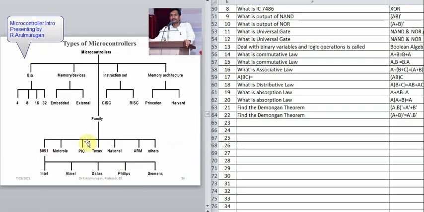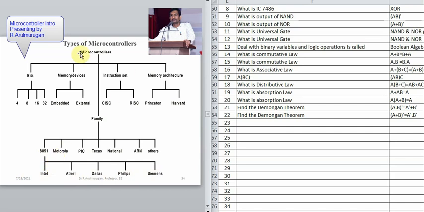So it is classified like that, and by company also. The Intel company produces the 8051, and the Atmel company also makes it. Like, for example, Pani Puri: you can take Pani Puri, and different stalls are available. Similarly, 8051 is there from Intel, Atmel, Philips, Siemens. Many companies are developing microcontrollers.